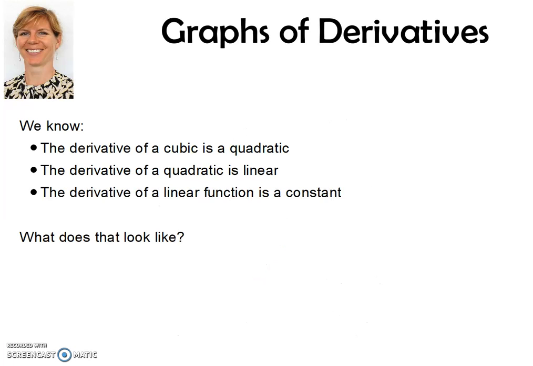So we know that the derivative of a cubic is a quadratic, because if we have f of x is x cubed, then when we differentiate that, we get 3x squared. And if we differentiate that again, we get a linear equation, and if we differentiate that again, we get a constant value. And if you do that again, then you just get 0. So you can see that each time you're dropping down. So what does that actually look like in terms of a practical, visual representation?